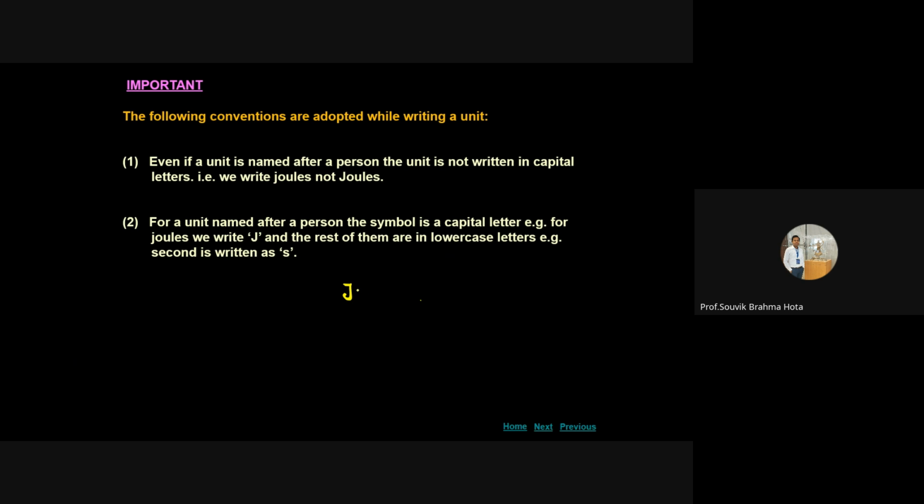You check here. For joules you can write either this or lowercase, correct. For other things, like second and all these things, all should be lowercase.